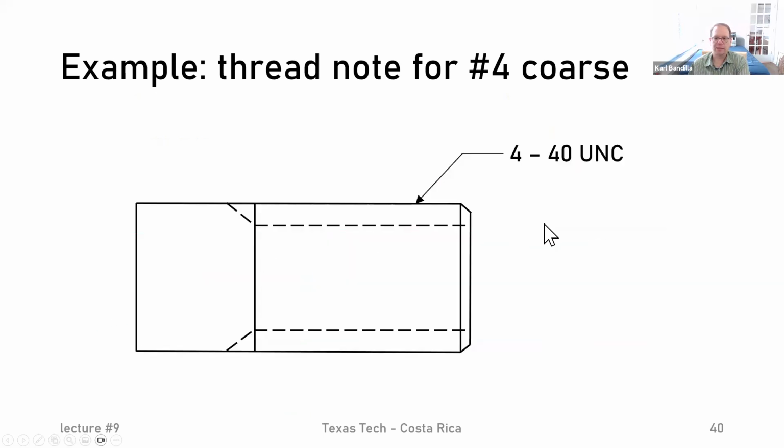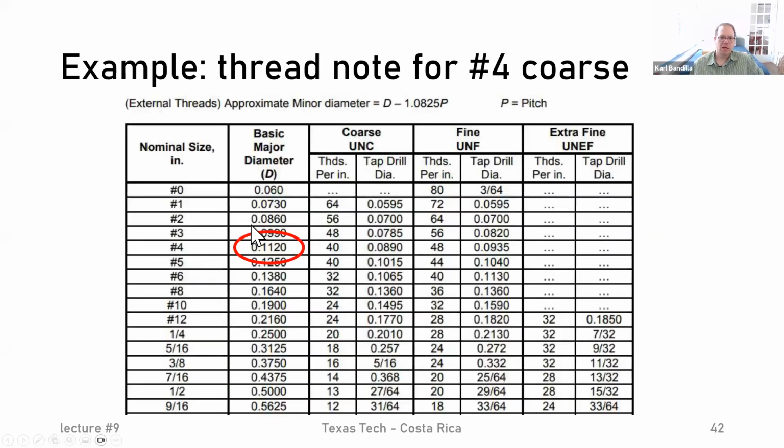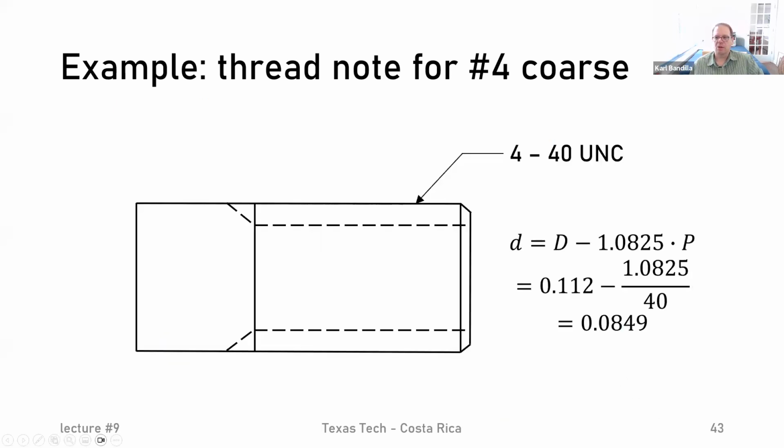If we want to write that down, we can say we have a number 4, and then we have 40 threads per inch, and we know it is coarse. Coarse would be our thread note. Now, if we want to know the minor diameter, we can take our equation, go back to our table, our major diameter is given, so we can plug all those numbers in.